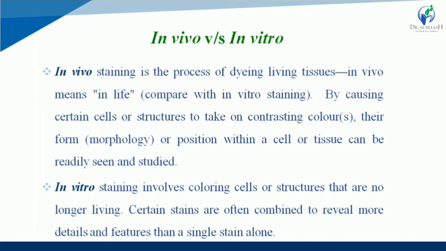What is in vitro staining? In vitro staining involves coloring cells or structures that are no longer living. So what is the difference between in vivo and in vitro? The in vivo method is a process for dyeing living tissue, while the in vitro method involves coloring cells or structures that are no longer living.